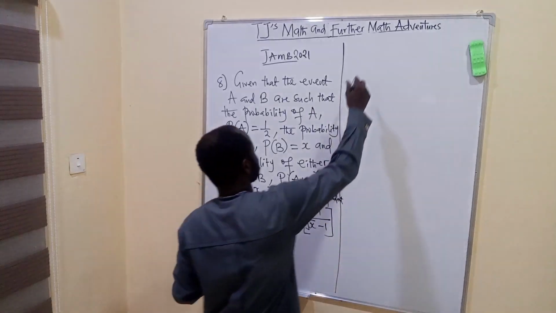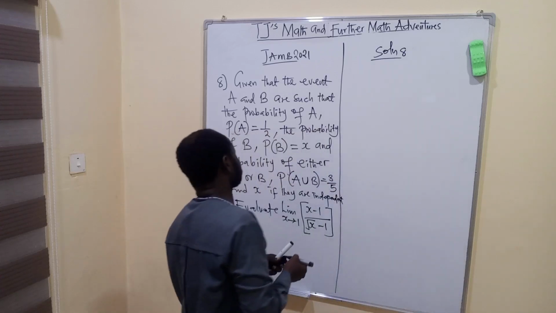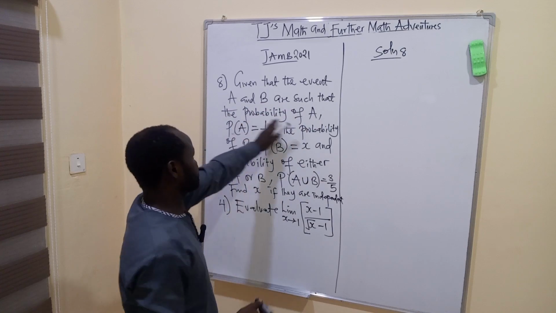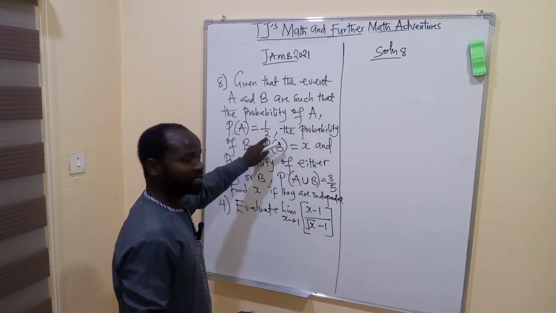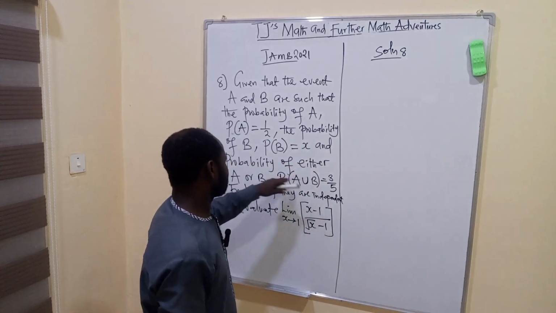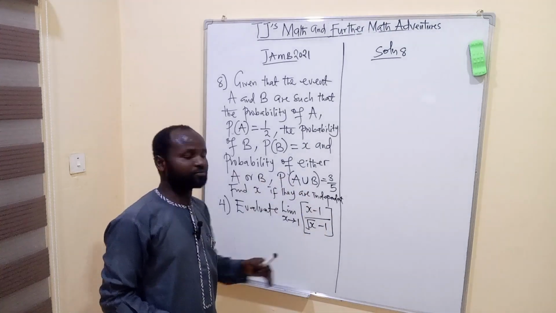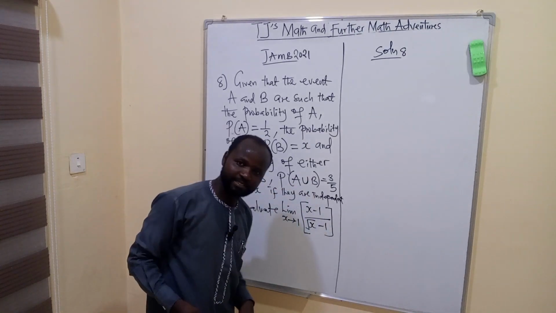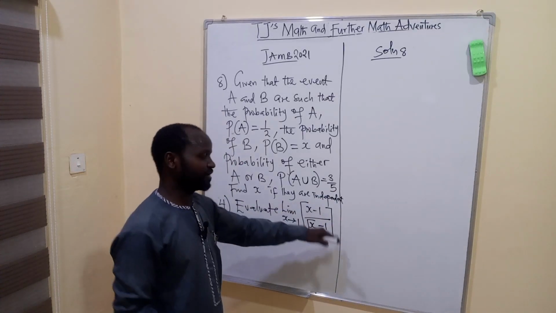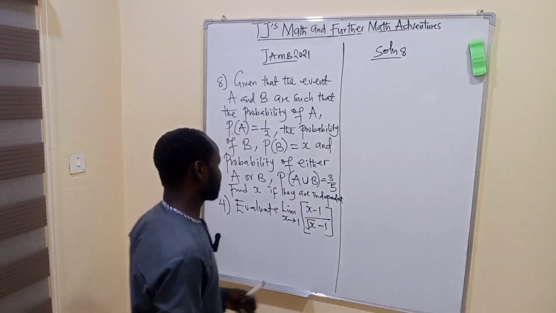Okay, let's write down the solution here. Solution to 8. The question reads: given that the events A and B are such that the probability of A is given as half, the probability of B is given as X, and the probability of either A or B, that is A union B, is equal to 3 over 5. Find X if they are independent. This is an independent event.